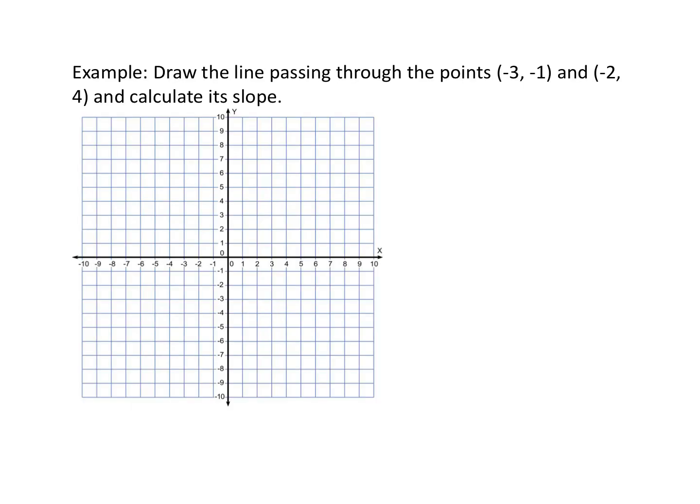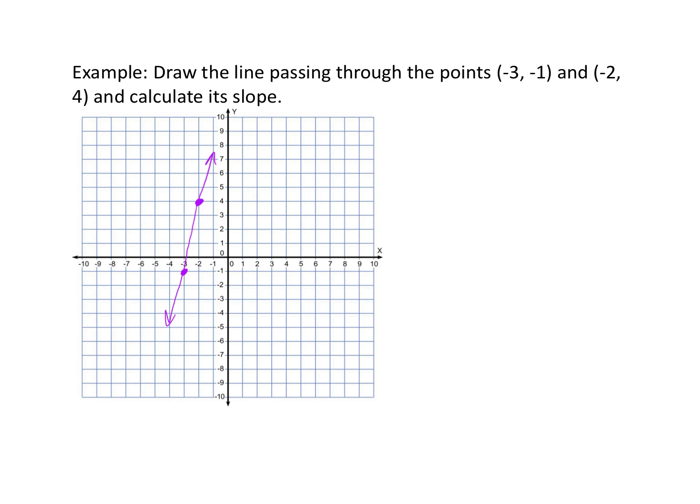For our first example, we're going to draw a line that passes through the points -3, -1 and -2, 4, and calculate its slope. We're also going to remind you here how to plot a point. The x-coordinate is left and right. The y-coordinate is up and down. So -3, -1 means left 3, down 1. And -2, 4 means left 2, up 4. Do our best to draw a straight line here.